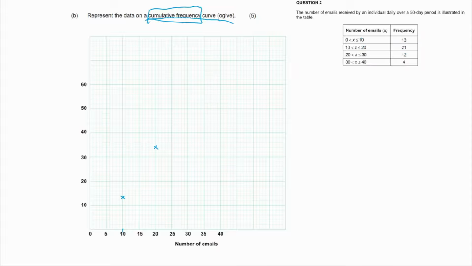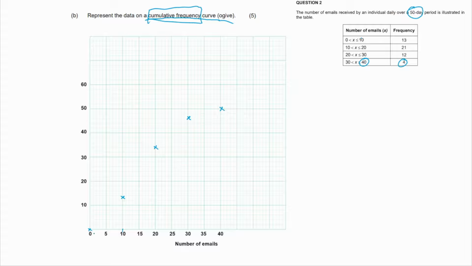Now what are we going to plot? We're not going to plot 30 and 12. We're going to plot 30 and 34 plus 12. So now what are we at? 46, right? So we're going to plot 30 and 46, 2, 4, 6 over here. Now we're going to plot 40 and 50. We have to end at 50 because there were 50 days. So this is our ogive.